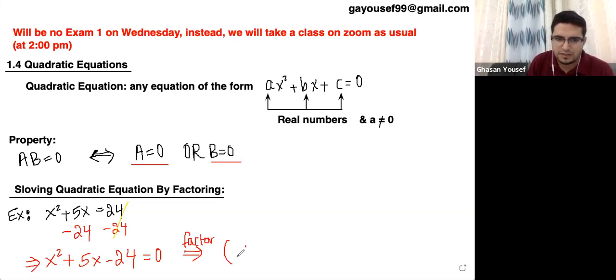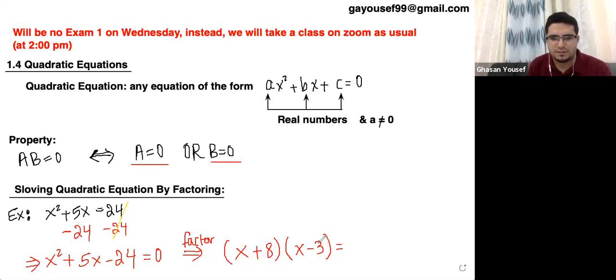So the factor is x plus 8 times x minus 3. Why? Because 8 times minus 3 gives minus 24, and 8 plus minus 3 gives me positive 5. So this is correct. The factored form of this quadratic equation, like we learned before, is x plus 8 times x minus 3 equals 0.